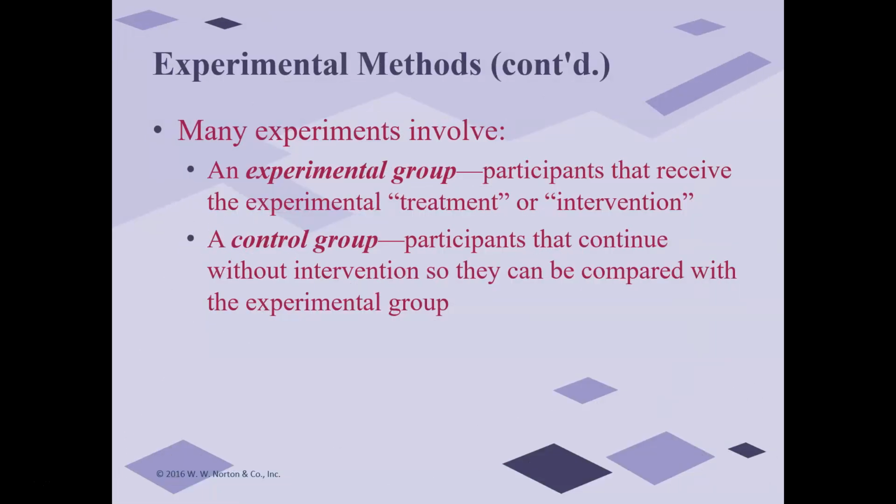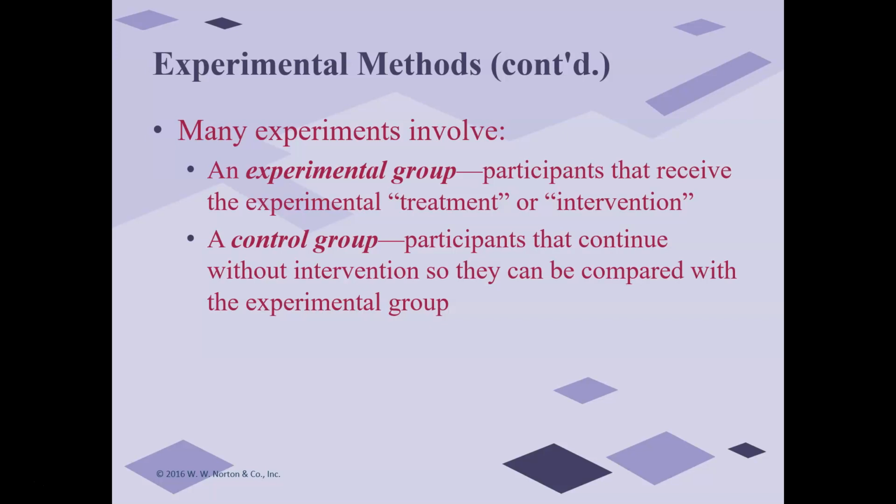Experimental methods continued. Many experiments involve an experimental group, participants that receive the experimental treatment or intervention. A control group, participants that continue without interventions so they can be compared with the experimental group.